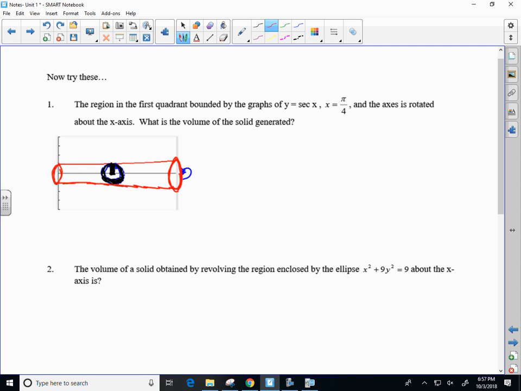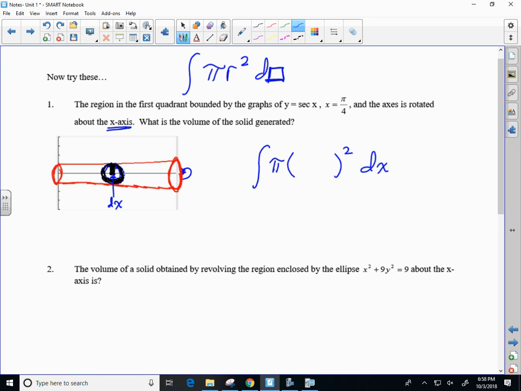Right, so the model that we use for the disk method, again, is pi r squared d something. Depends on which way you're going. All right, so pi times whatever the r is, squared. This one's getting revolved around the x-axis. So that arbitrary rectangle has a thickness that is in terms of x.